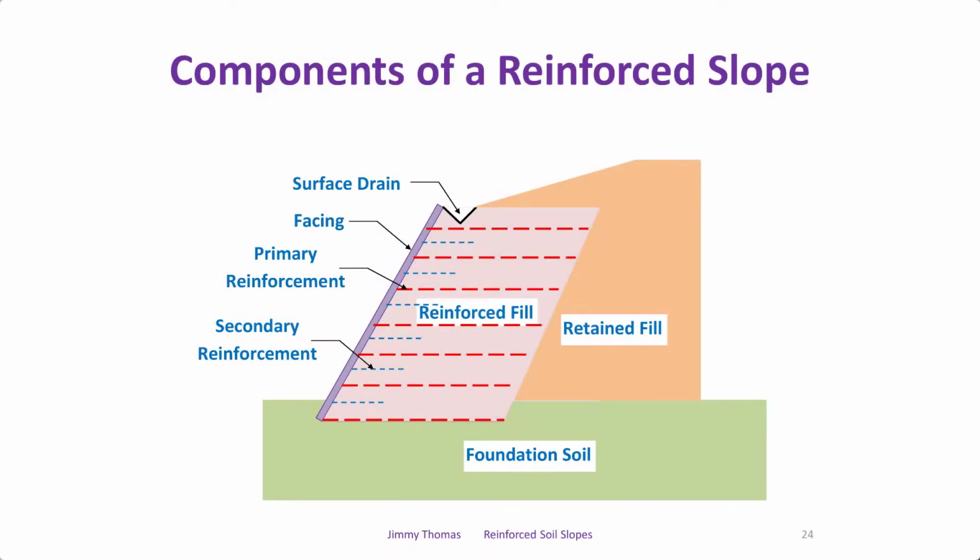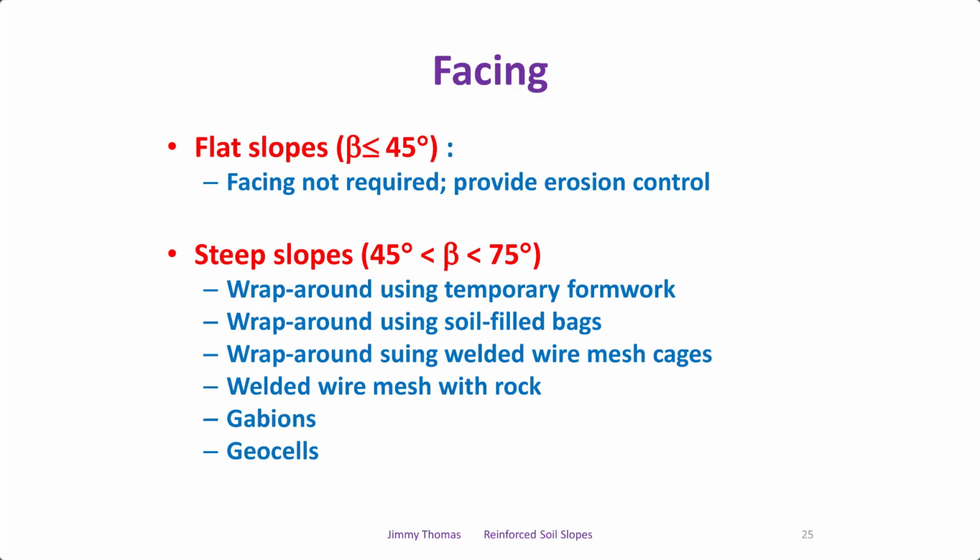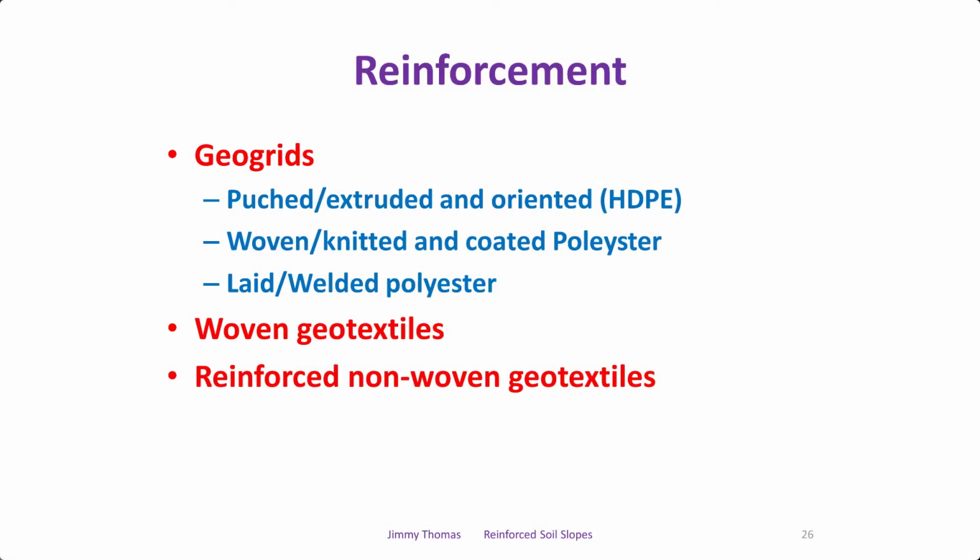Then coming to the components, we again have reinforced fill, retained fill, reinforcement, facing, and drainage. Coming to the facing, if the inclination is less than 45 degrees to horizontal, then facing is not required. But anything steeper, facing is required. Again, we have various options, which we'll see later also. Then for reinforcement, as we saw yesterday, there are different types of geogrids. We can have woven geotextiles, and we can also have reinforced non-woven geotextiles. It's possible.